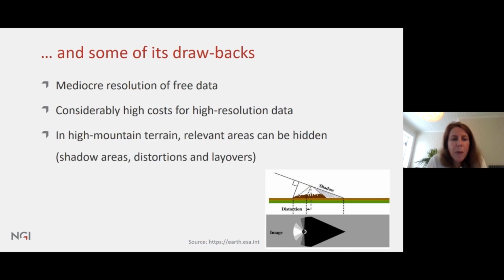In addition, in high mountain terrain, actually there where we have to count on avalanches, relevant areas can be hidden. This can be due to shadow areas in optical imagery or to what we call distortions and layovers in radar imagery, which is caused by the fact that the radar is looking from the side onto the steep topography.